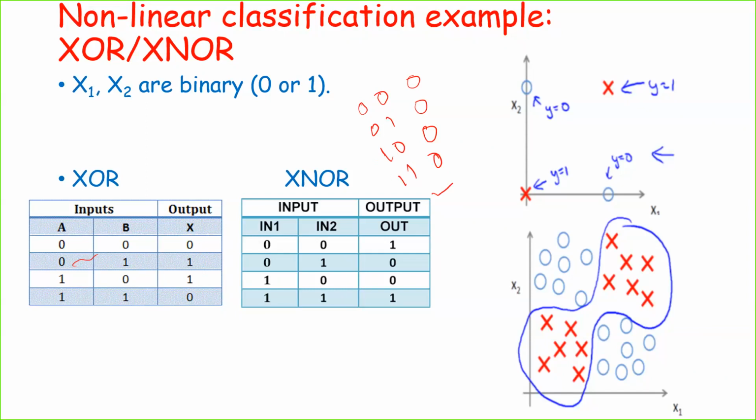Okay, so take XOR. Let us say 0 is class 0 and 1 is the other class, class 1. So it means this is y equivalent to 1, and this is y equivalent to 0.